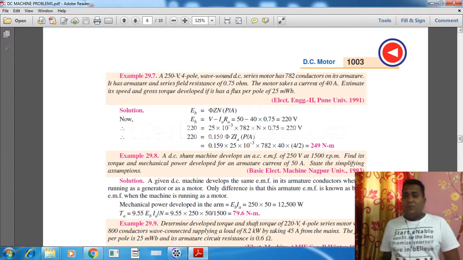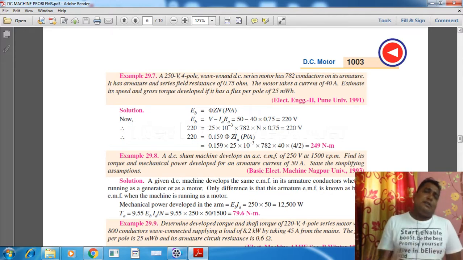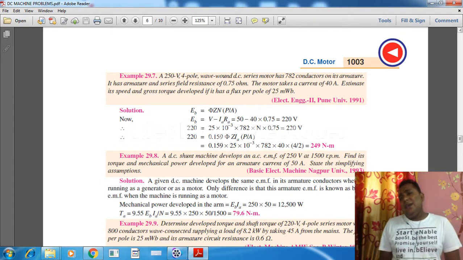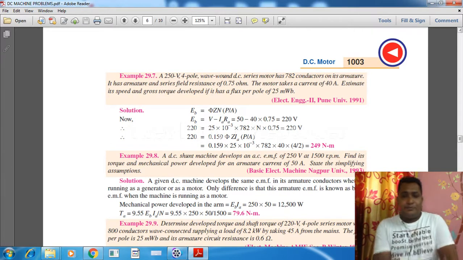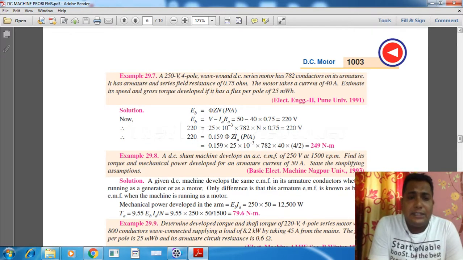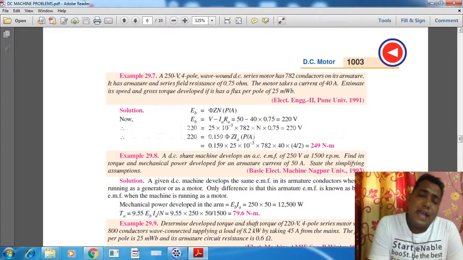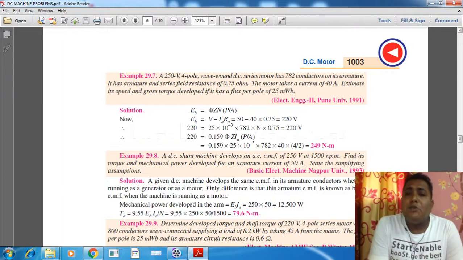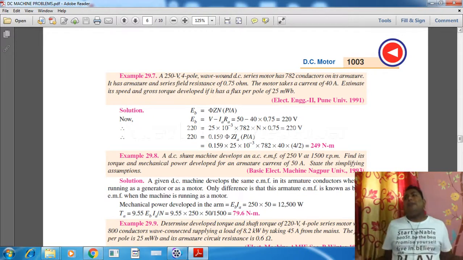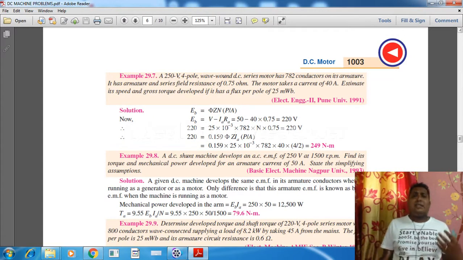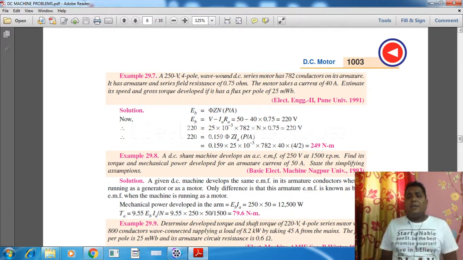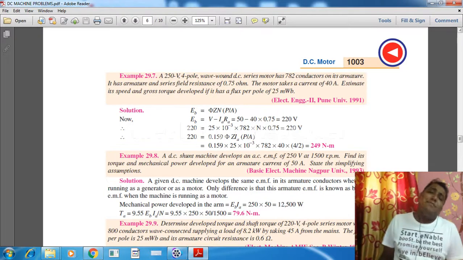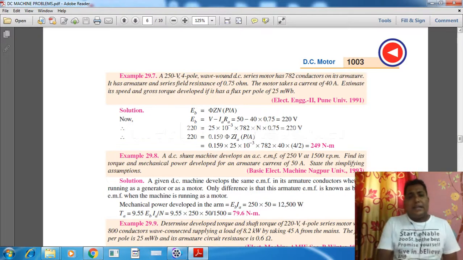But as it is a motor, we cannot say it is a generated EMF. We have to say that it is a back EMF equation. Eb is equal to NPφZ by 60A, and it has an armature and series field resistance of 0.75 ohm. As it is a series motor, the total resistance is 0.75 ohm. And the motor takes a current of 40 ampere. As it is a series motor, line current IL is equal to shunt current ISH is equal to armature current IA. All are the same because it is a simple series loop, so 40 ampere current is there.